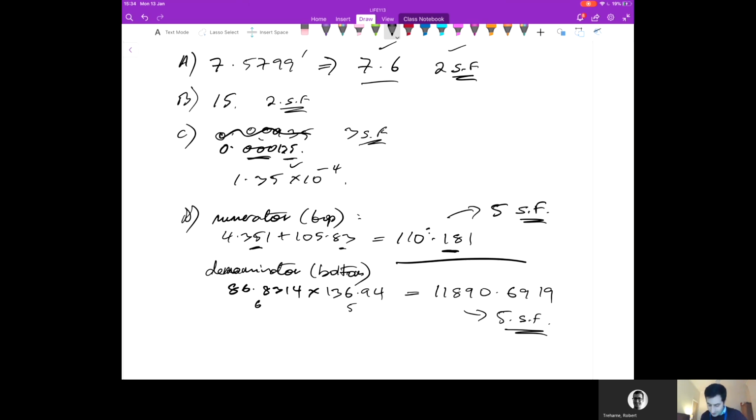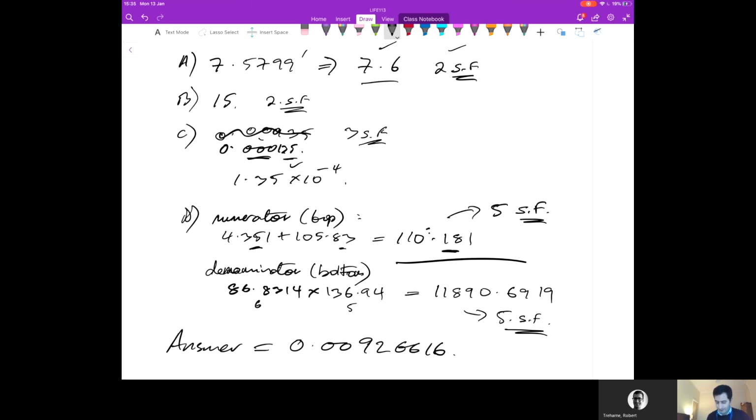And then, of course, I've got to divide these two. So I'm going to do that with a mental note that the best significant figures I've got between the top and the bottom, they're both the same. It's 5. So when I do that calculation, I get 0.009 2. So I've got to express it to 5 significant figures, right? That's as good as it gets.